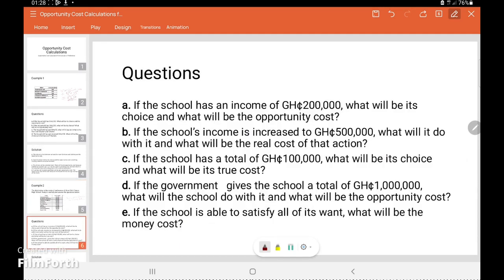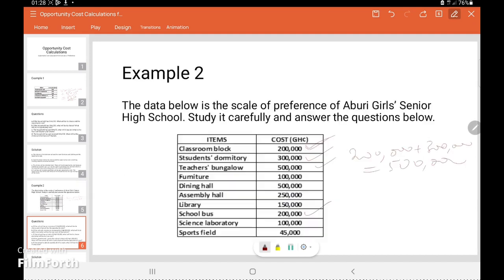If the school has a total of 100,000 Ghana cedis, what will be a choice and what will be its true costs? 100,000 Ghana cedis. So let's go back to the table and respond to it. Now the school has 100,000 Ghana cedis. What will be a choice? So let's go through the table.